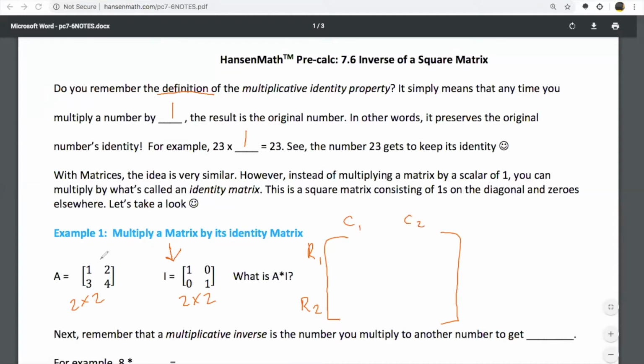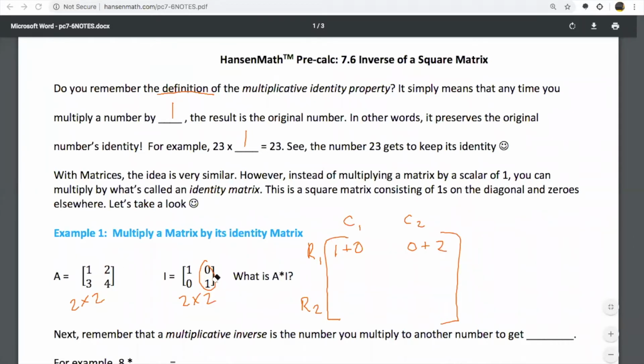So first we're going to have the elements of row 1 times the elements of column 1. 1 times 1 is 1, plus 2 times 0 is 0. Okay, now we'll stick with row 1, and we're going to move on to column 2. So we've got row 1 times column 2. First element times first element, 1 times 0 is 0, plus 2 times 1 is 2. Okay, row 1 is all set.